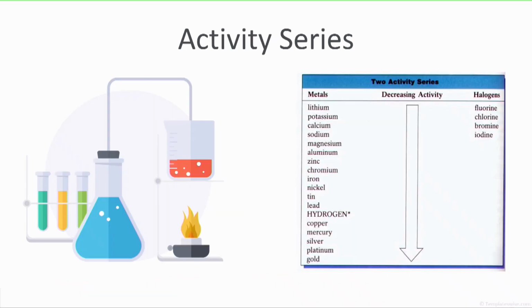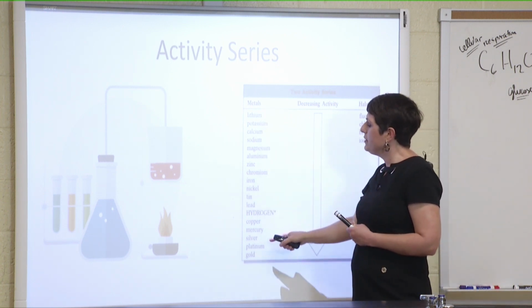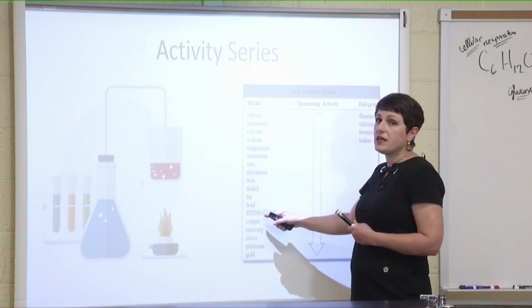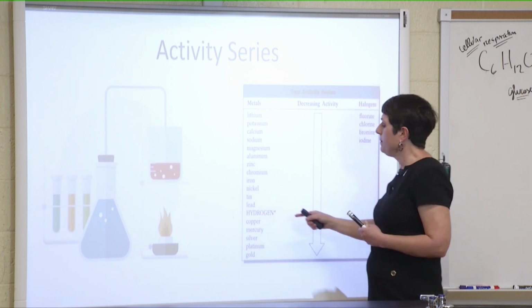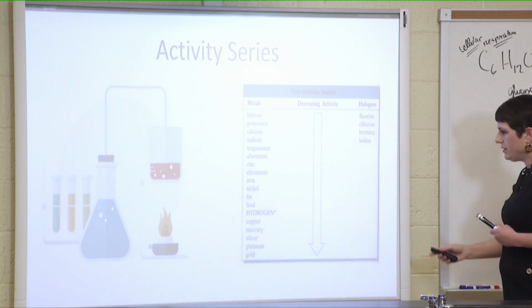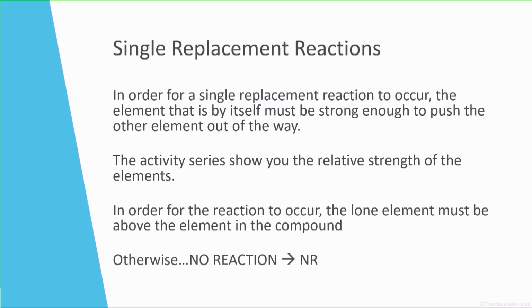Okay, so this is an activity series, which I sometimes call a reactivity table. You have decreasing activity, and on this side you have your nonmetals, your halogens, which are typically what's involved with these reactions. These are your nonmetals. Over here are your metals, but notice hydrogen is in there as well because hydrogen can act as a cation, so it can be displaced by metal. All right, so let's see what we got here.